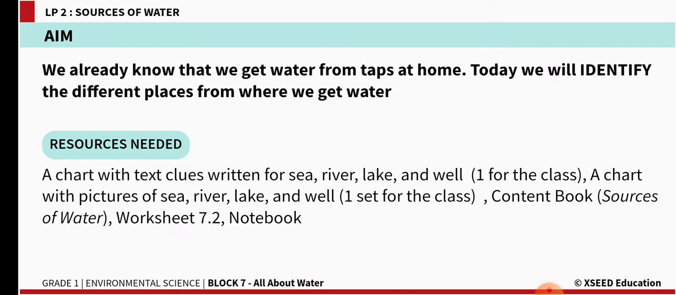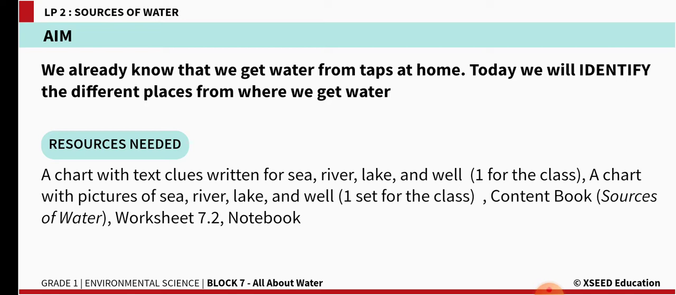Let us get started. The aim of today's class is, we already know that we get water from taps at home. Today we will identify the different places from where we get water. If someone asks you from where you are getting water, you will say that in the kitchen there is a tap, in the washrooms we have taps. From the taps I am getting the water. But how does the water reach the tap? That is what we are going to learn. So from somewhere the water is being brought to your home. From where are we getting the water? Are we digging under the ground and getting it, or is it coming from the nearby river? Let us find out.